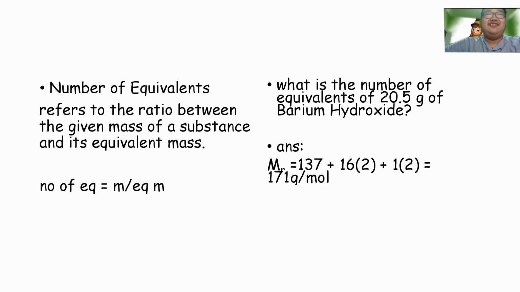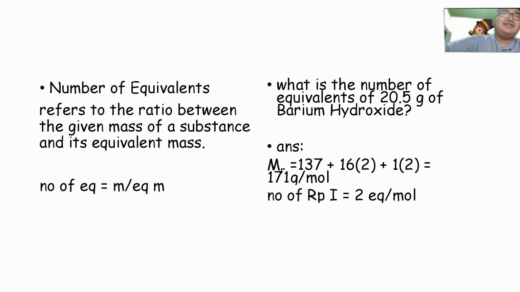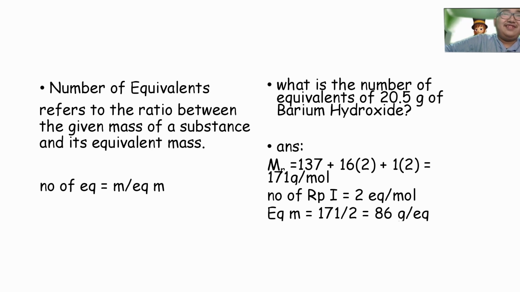first you find the relative mass, and then the number of replaceable ions, which is 2, then the equivalent mass, 171 divided by 2 equals 86. Now remember, in science you need to use significant figures.